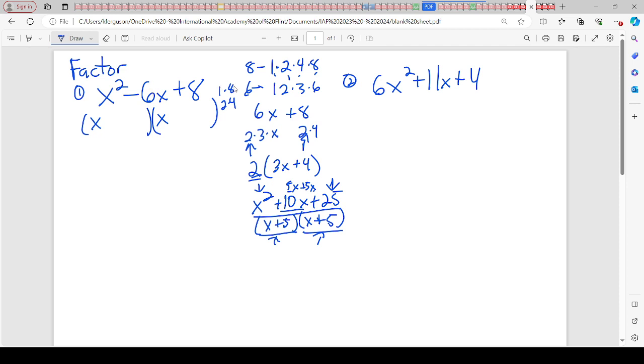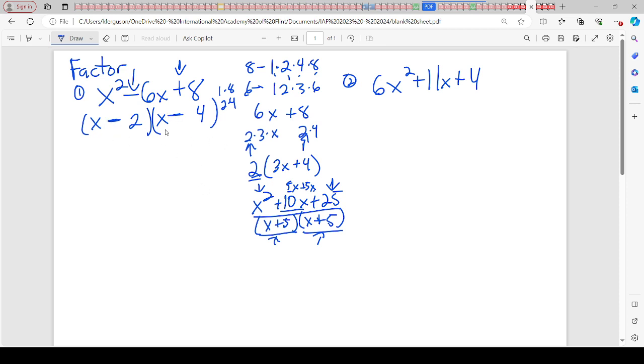Well, 1 and 8 added together is 9. 2 and 4 added together is 6, so my factors would be 2 and 4. So now I look at the signs. If the sign for the last number is positive, that means both of my signs are the same. Then I look at the middle sign, and the middle sign is minus. That means both of these are minus.